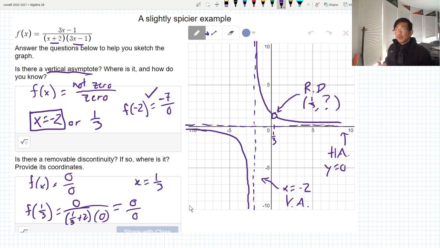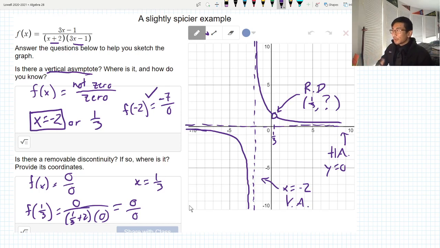But remember, what is a removable discontinuity? It's simply a hole in the graph. The thing I'm curious about is, that's a point that is simply erased or plucked out of there, so what is it? What is the actual point? Meaning, we know its x value, but what's its y value? So how would I do that?